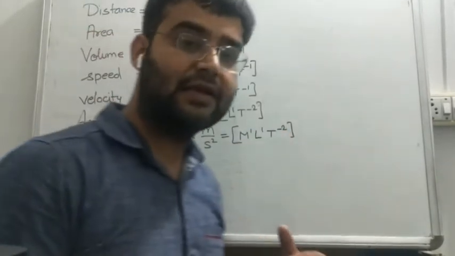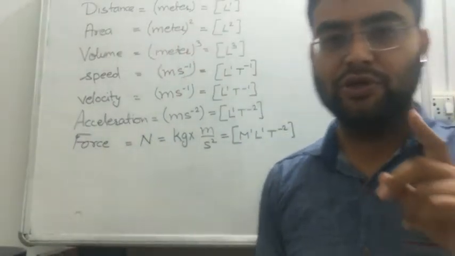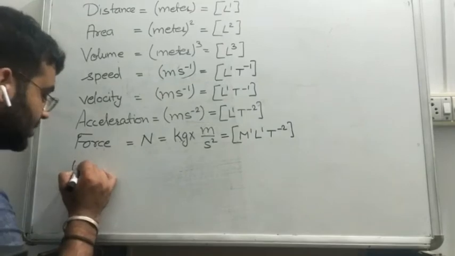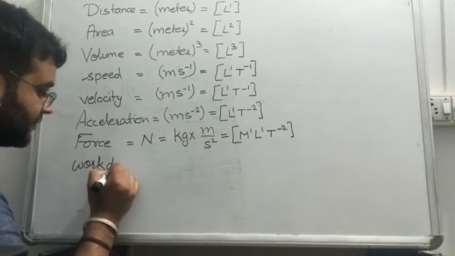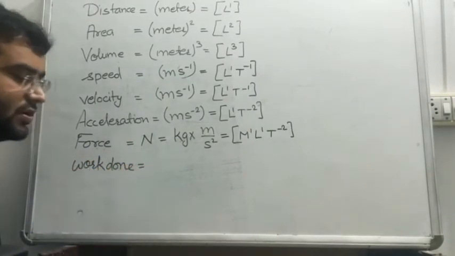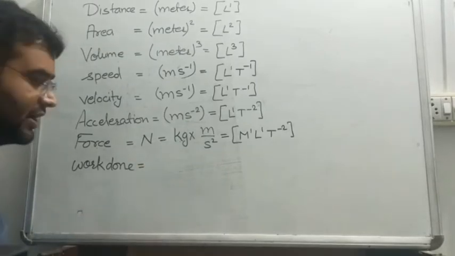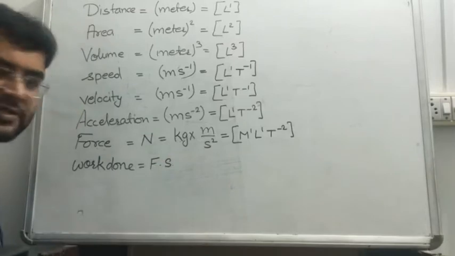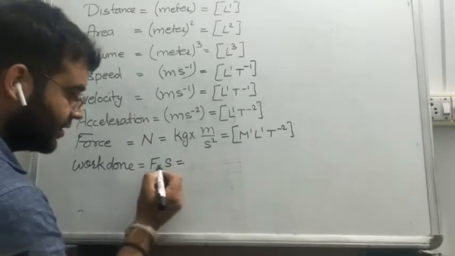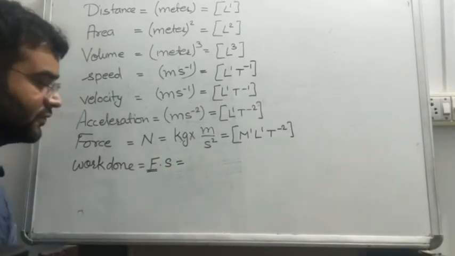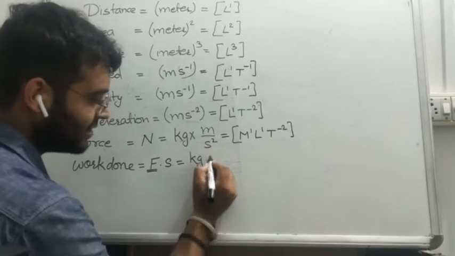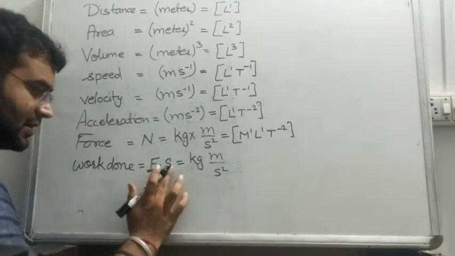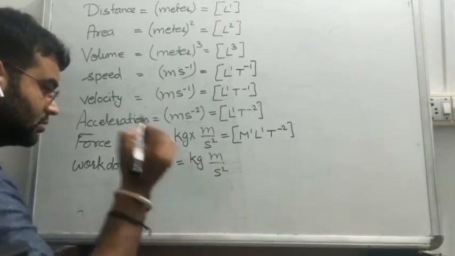Then again in 9th class, after force, you read about work. What is the formula of work done? Work done, W, is force multiplied by displacement. The unit of force is kg meter per second square, multiplied by displacement. You can write it in 2D.